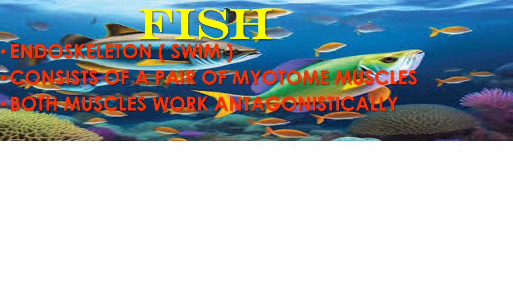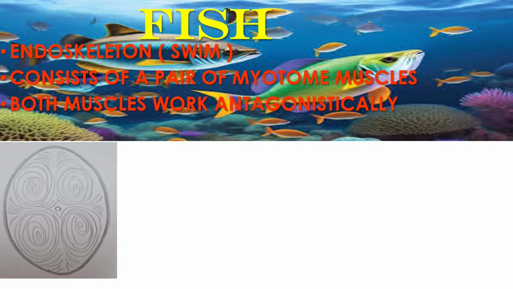Now let me start with fish. Fish have an endoskeleton, and the fish are able to swim. The fish have a pair of myotome block muscles, and these muscles work antagonistically. Let's see the cross section of the fish. If we look here, you can see the pattern of the myotome block muscles.